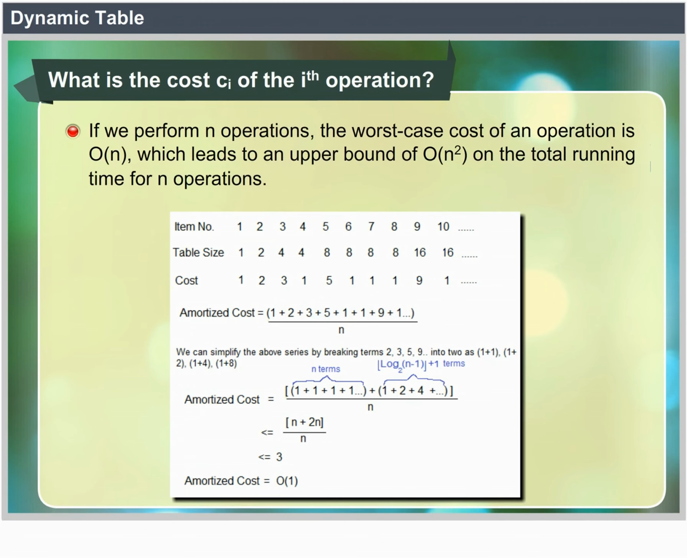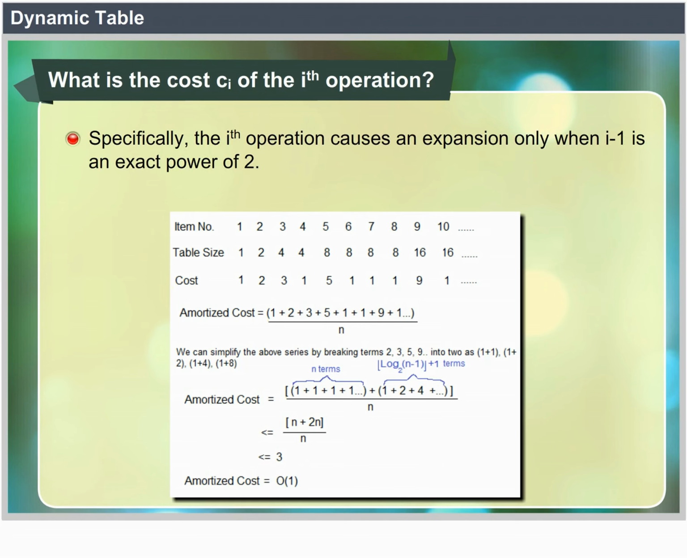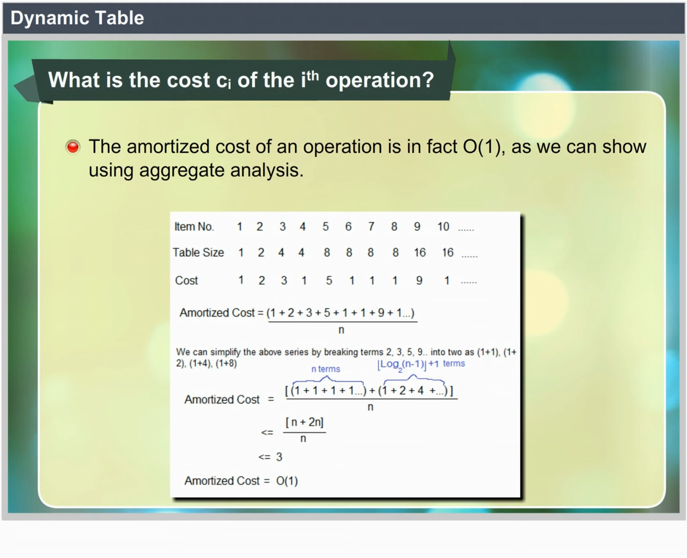If we perform n operations, the worst case cost of an operation is O(n), which leads to an upper bound of O(n squared) on the total running time for n operations. This bound is not tight because we rarely expand the table in the course of n table insert operations. Specifically, the ith operation causes an expansion only when i minus 1 is an exact power of 2. The amortized cost of an operation is, in fact, O(1), as we can show using aggregate analysis.